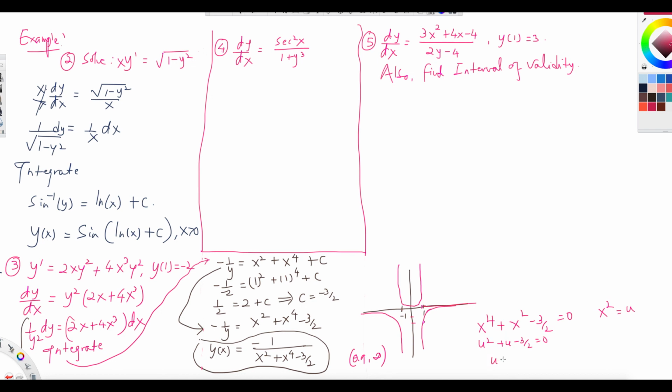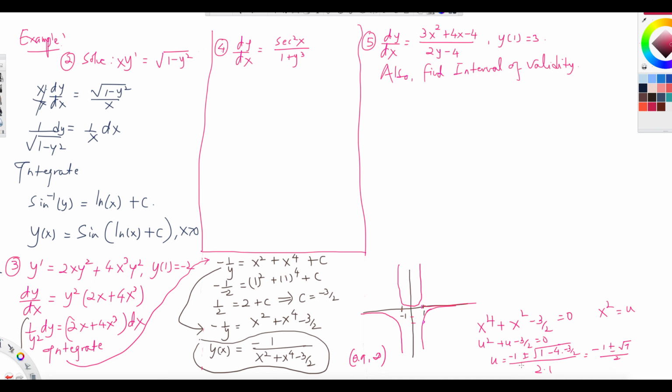So u will be negative 1 plus or minus the square root of b square, which is 1, minus 4ac, where c is negative 3/2. A is 1, right? Divide by 2 times 1. What do you get? 1 minus 4 times negative 3/2 will be 6, right? So 1 plus 6 is 7. So u is negative 1 plus or minus root 7, over 2.